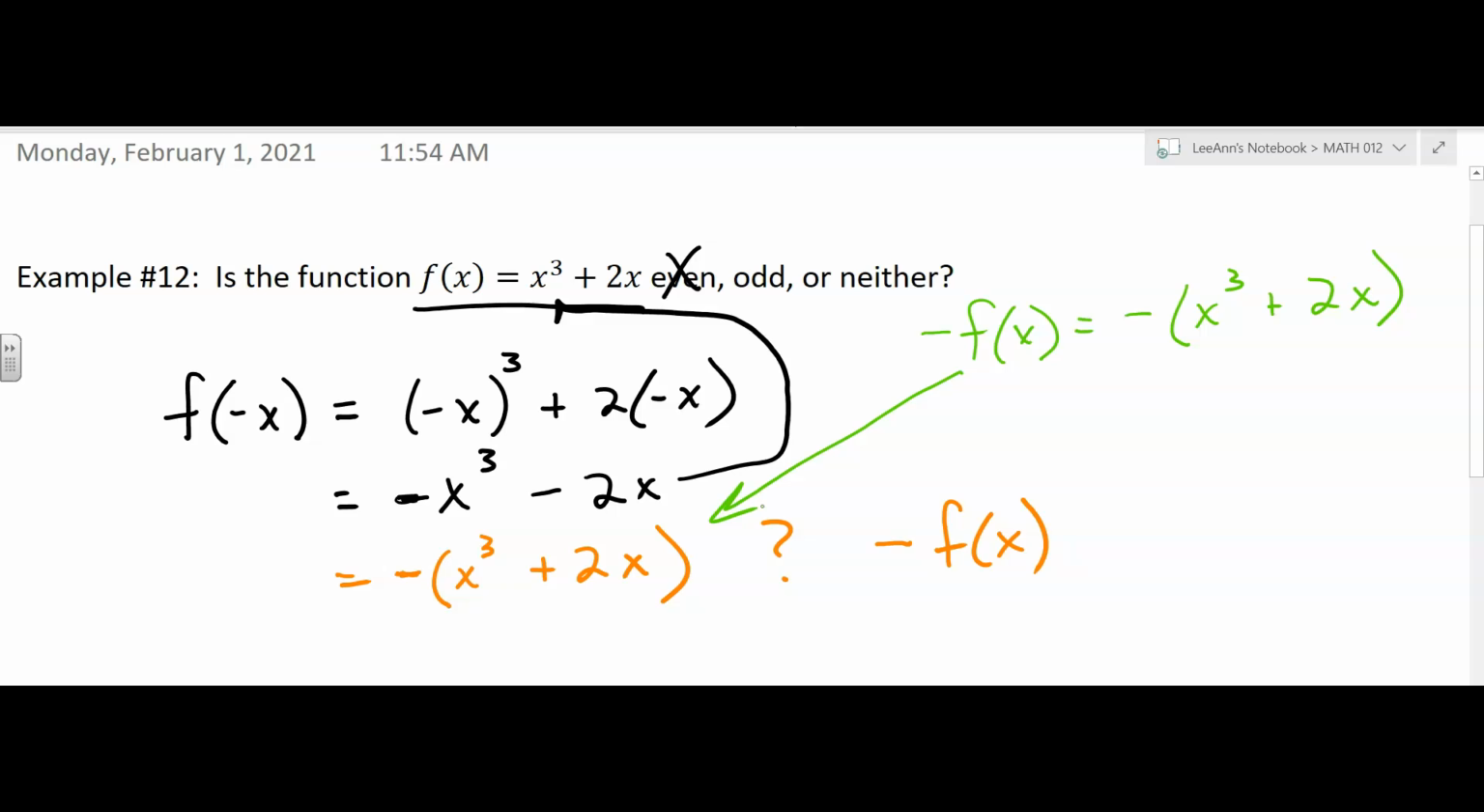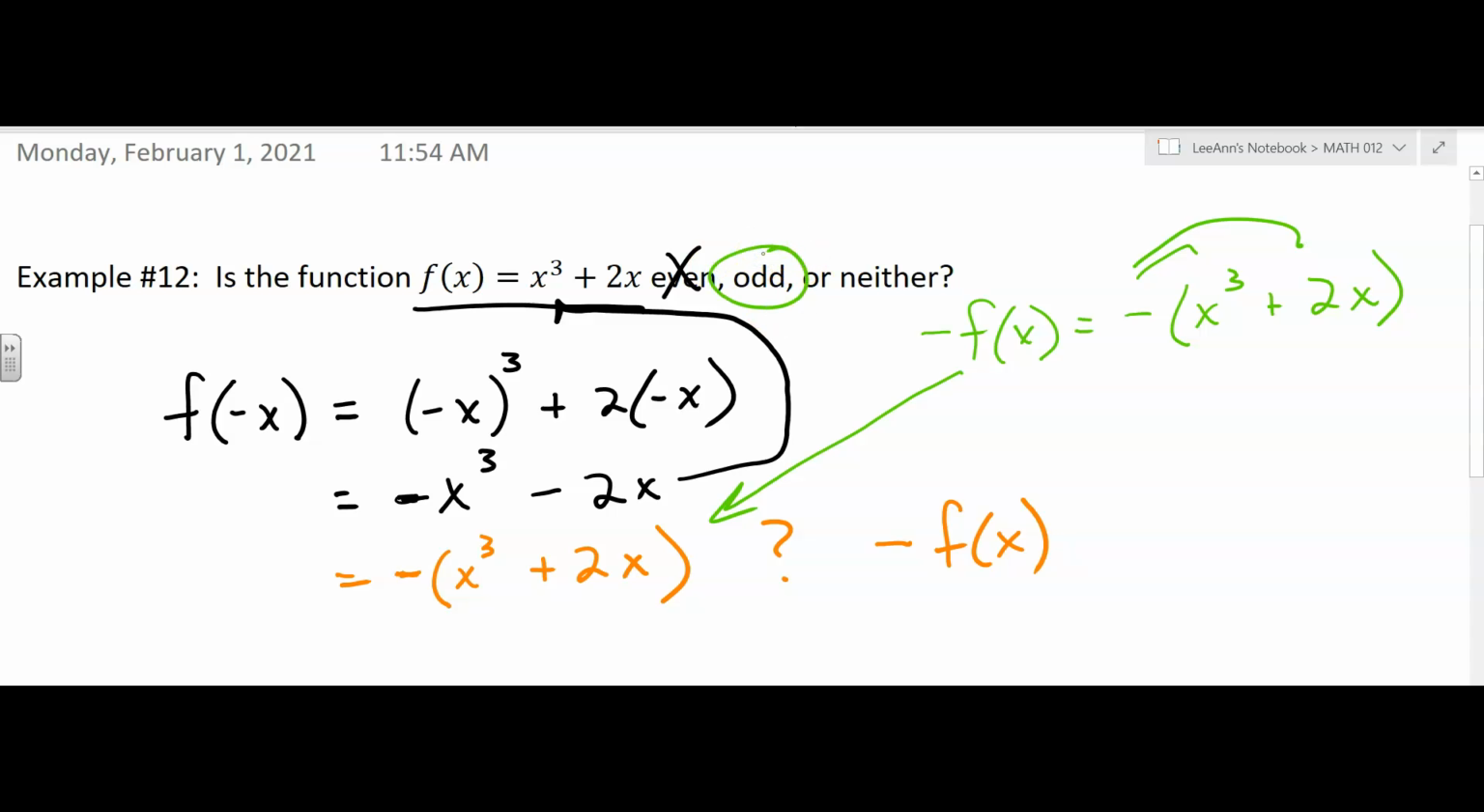Okay? So that's what we're doing here when it's an odd function. You're checking to see if it's the opposite of the original function. And in this case, that means distributing there. So you get the opposite of x cubed minus 2x. Okay? So this does turn out to be an odd function.